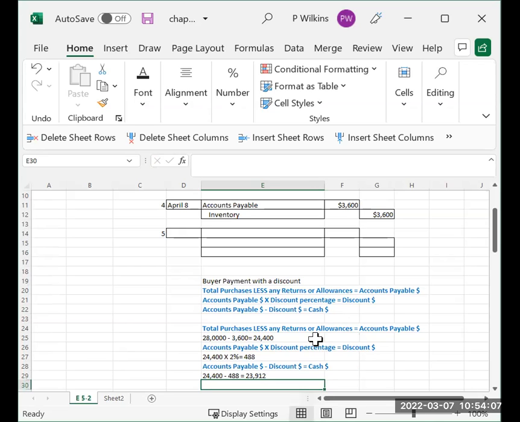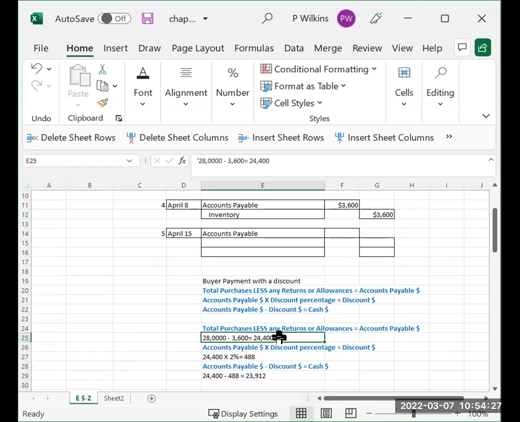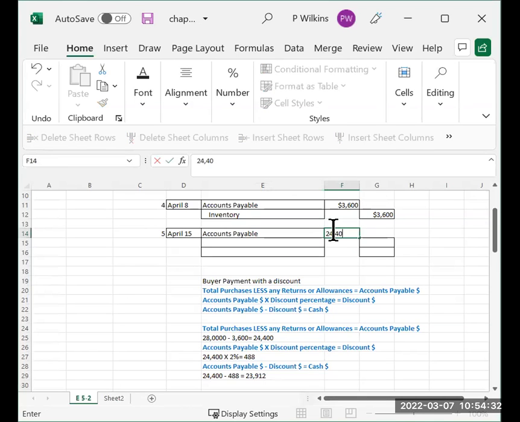Okay. So on April 15th, now we have all our numbers, now we can do our entry. On April 15th, we are going to be debiting accounts payable because we're paying off the bill, so we want our accounts payable to go down. We're going to debit accounts payable. How much? We already did the math and figured it out. The accounts payable is $24,400. Purchases minus any returns or allowances.